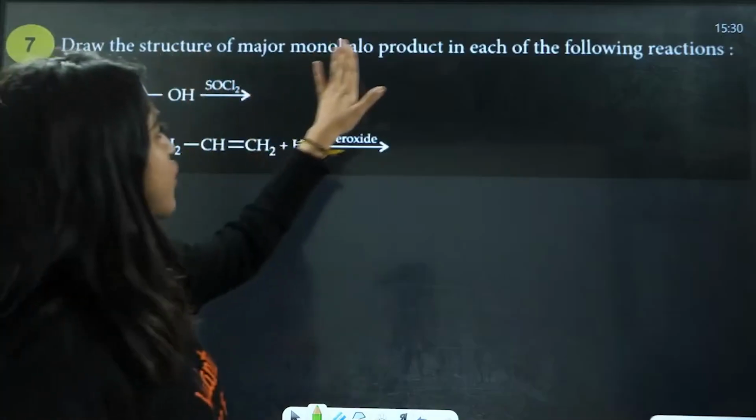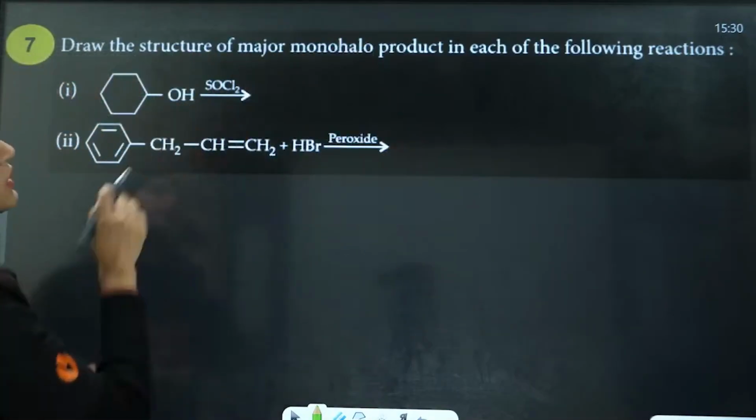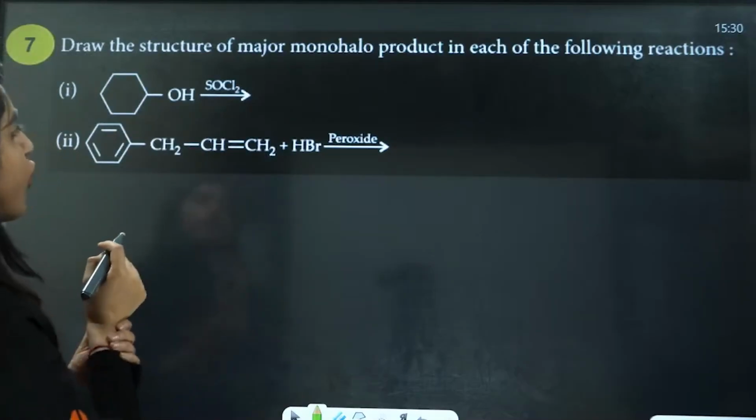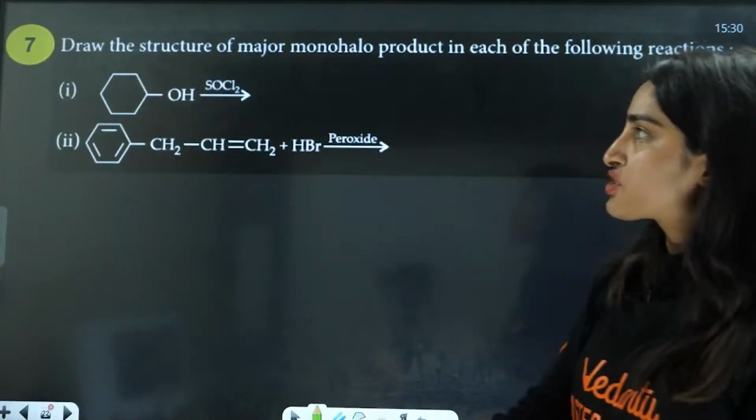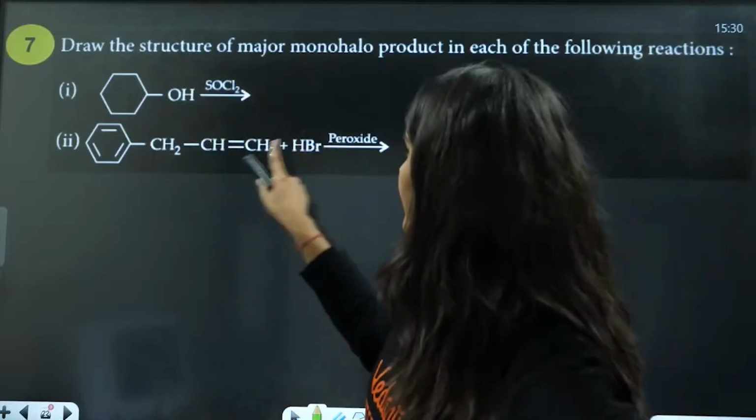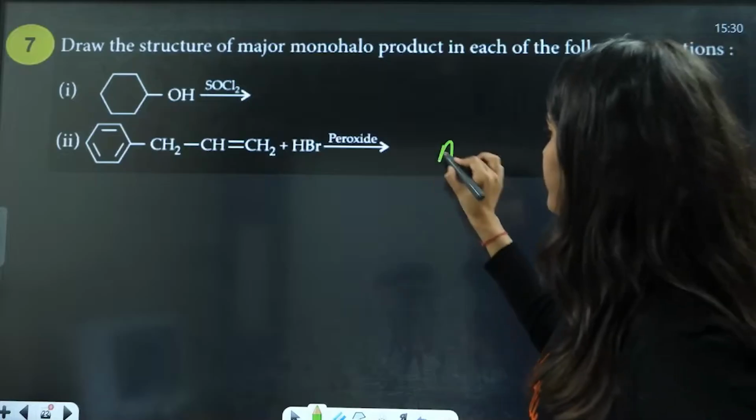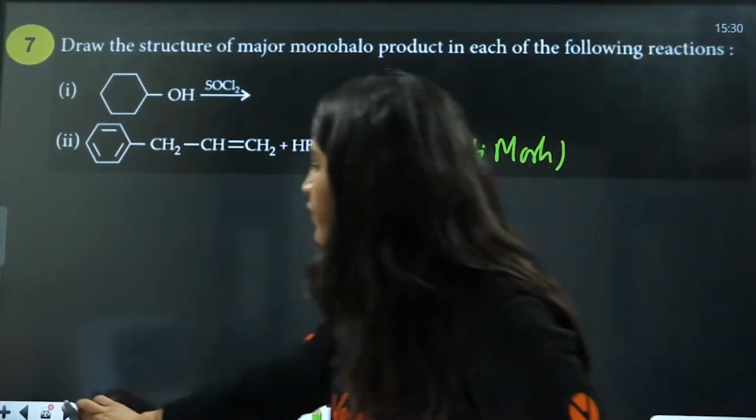Next is draw the structure of major monohalo compounds. So, what will be the major monohalo product in each of the following? What is going to be the reaction here? This is a Darzens reaction. OH will be replaced by Cl. And here, in the presence of peroxide, there will be anti-Markovnikov addition.